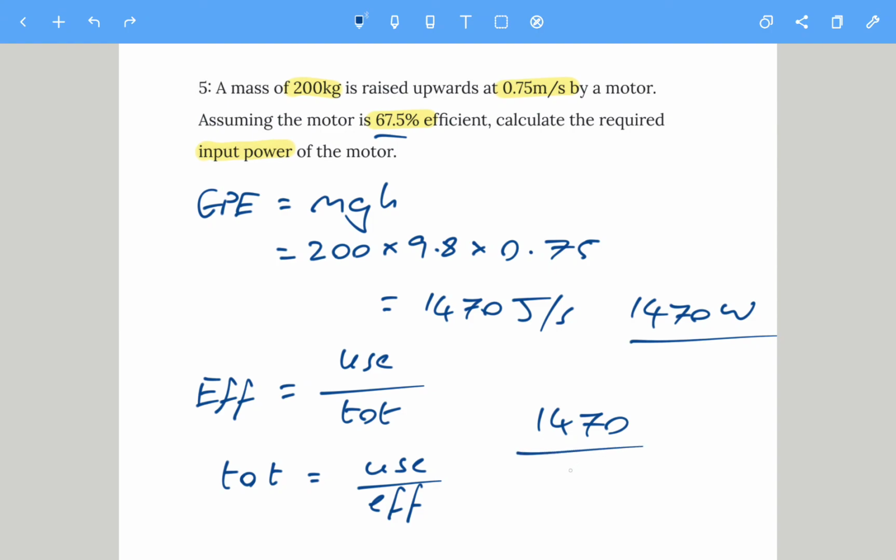Then we're going to divide by the efficiency of 0.675, and that will give us the total power required, which is 2,177.7. So you could just write 2,178 or 2,180 watts. If you got that right, that's really well done.